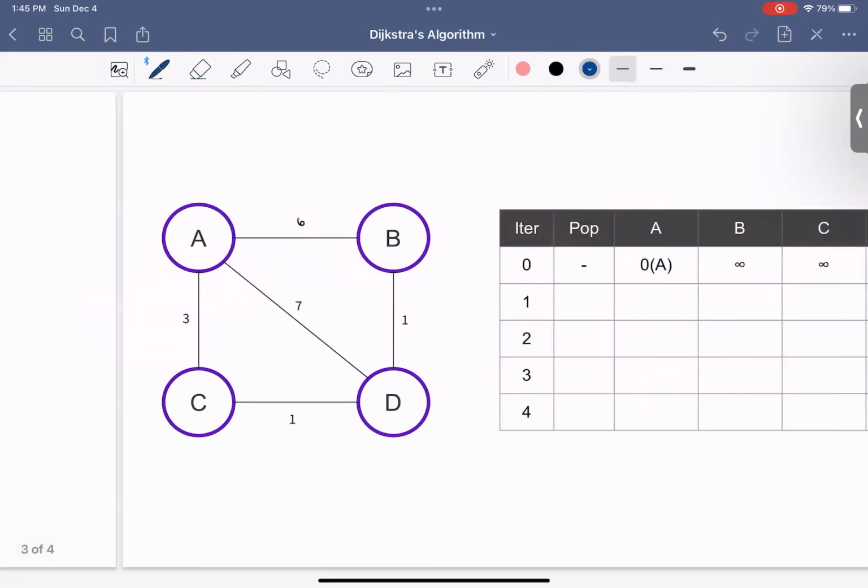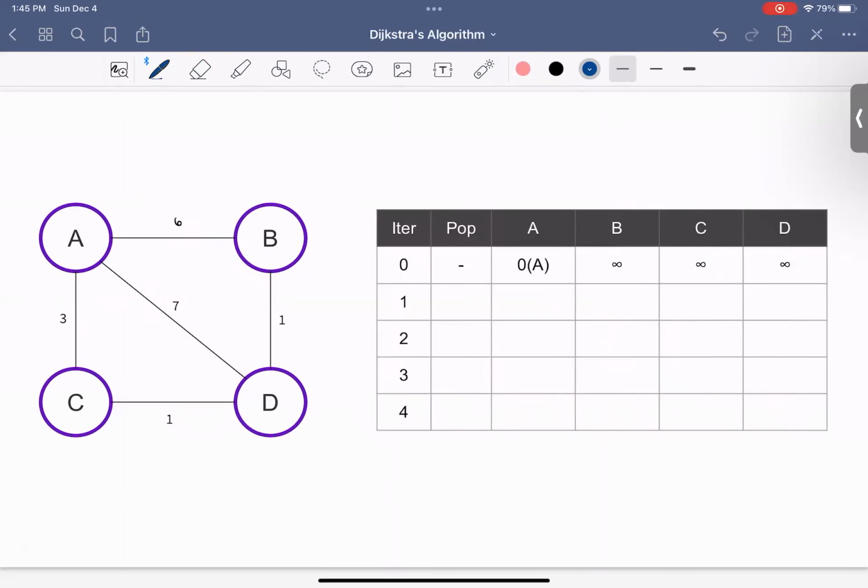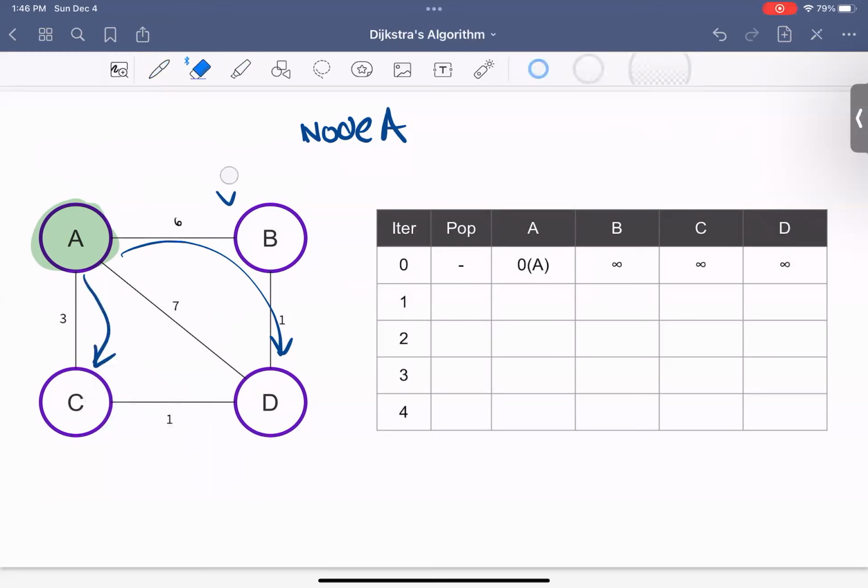So let's do an example, because I feel like we all learn better with examples. Let's run Dijkstra's algorithm on node A. It'll be this one right here. What Dijkstra's algorithm will return is basically the shortest path from A to every single other node. So it will find the shortest path from A to B, from A to D, from A to C, and so on and so forth. So let's start running this.